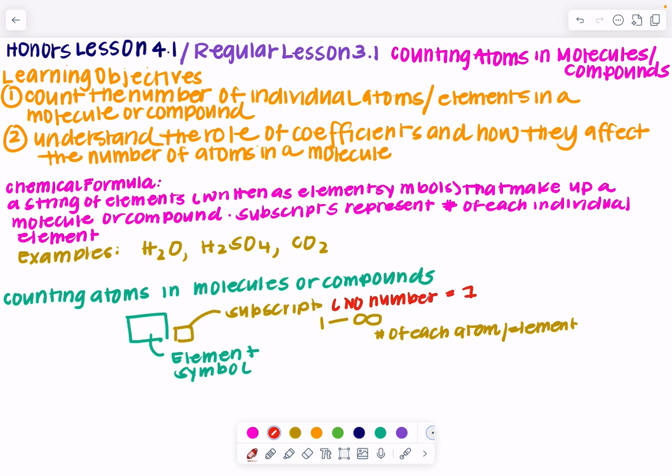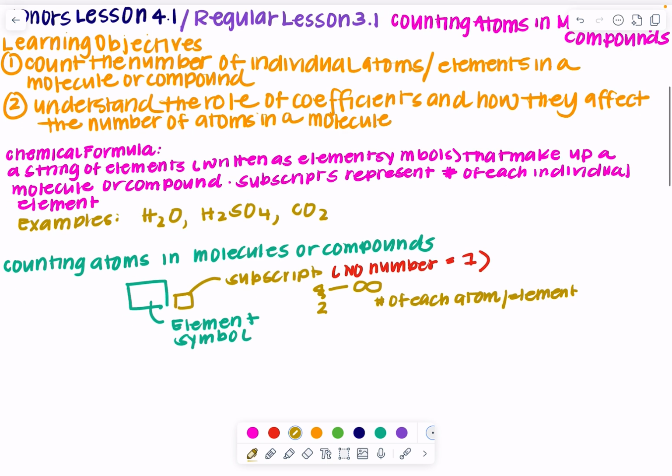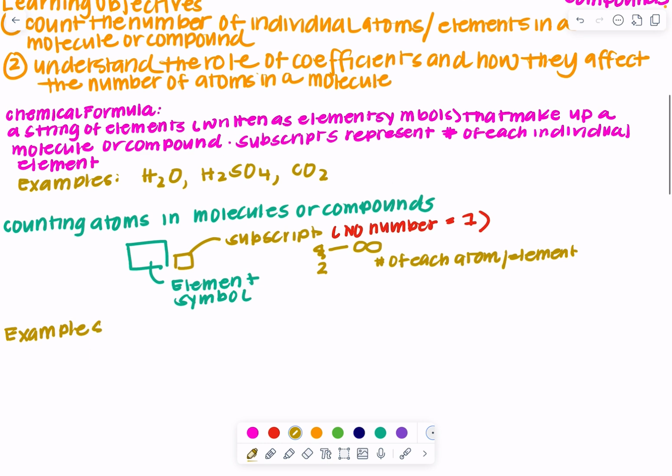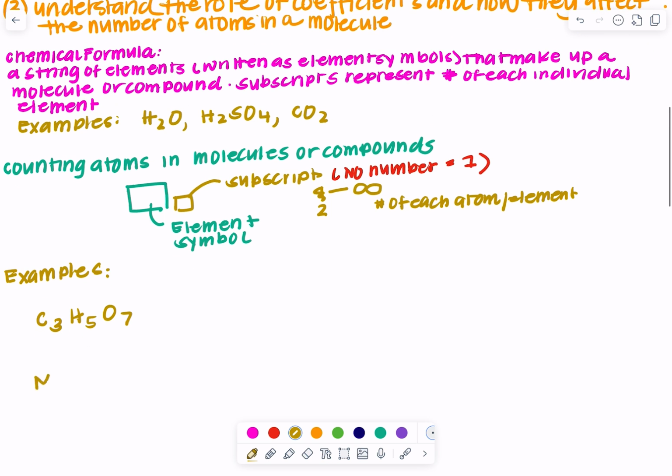Very important, if there is no number, then it's 1. And I realize that there's a mistake here. This should actually say 2 to 100, because if there's no number, then there's only one of those atoms. Some examples are C3H5O7 and Mg3O8.